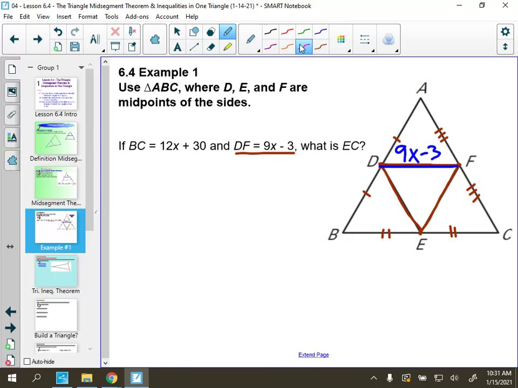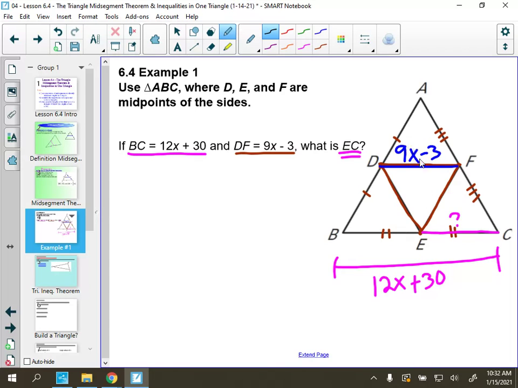And then we're told that BC, from here to here, is 12x plus 30. It's actually asking about EC. So in the end, this is kind of what I'm looking for, the length of that segment right there. So there's actually two different ways we could set this up, and in words, what would we say? What's the property we talked about? Length of a mid-segment and its third side.